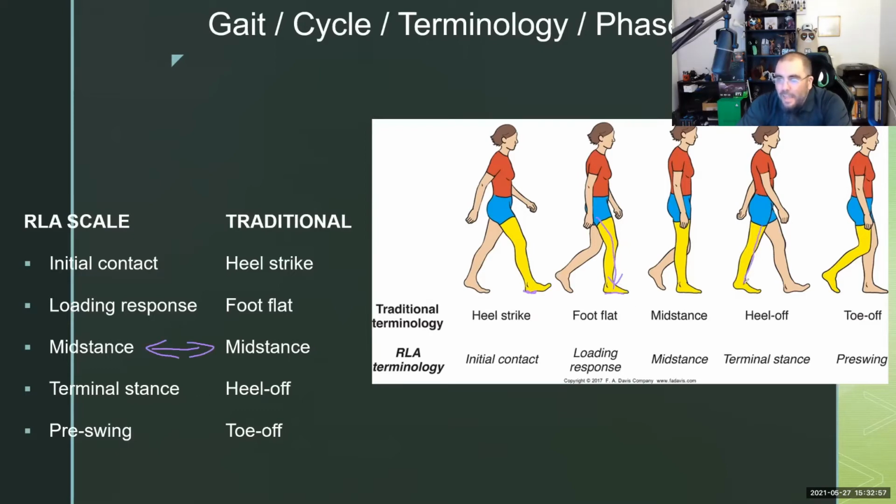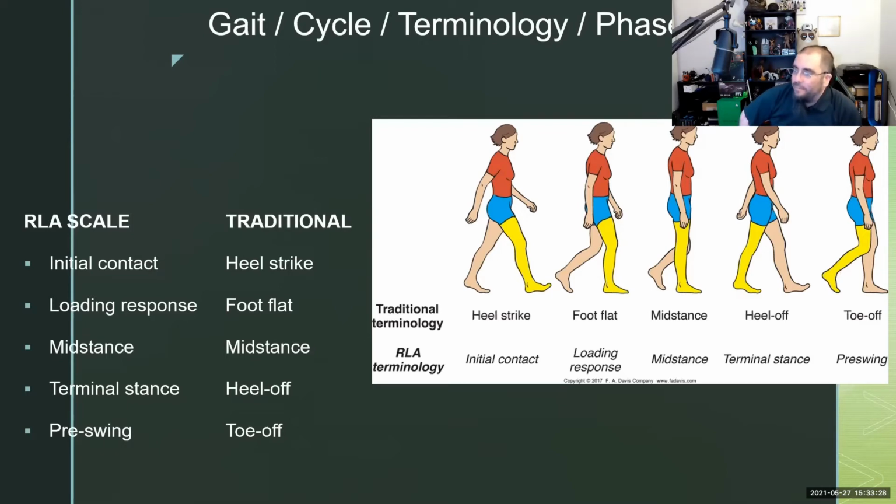Terminal stance is the last time my foot's out there, and pre-swing is when I'm getting ready to swing the leg through. I know it's difficult, but if you can at least get those, it will help you in answering questions. The number one question I get from students about the boards is, are the boards going to ask me questions where the question is in traditional and the answers are in RLA? Yes. There will be questions like that.